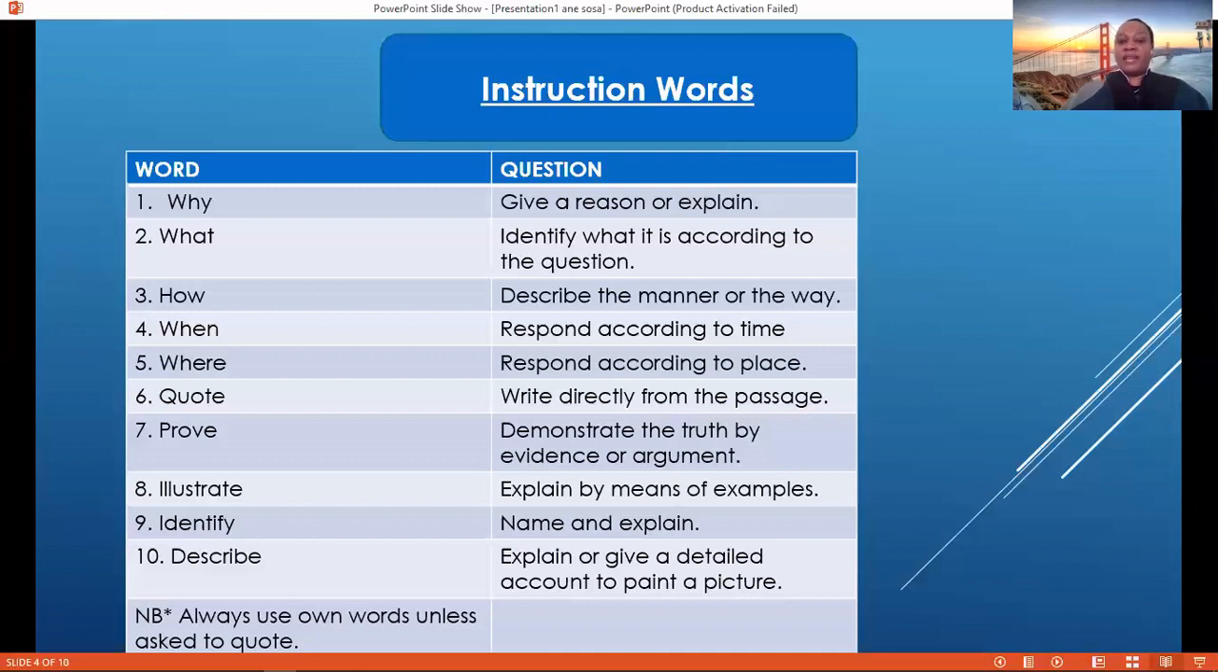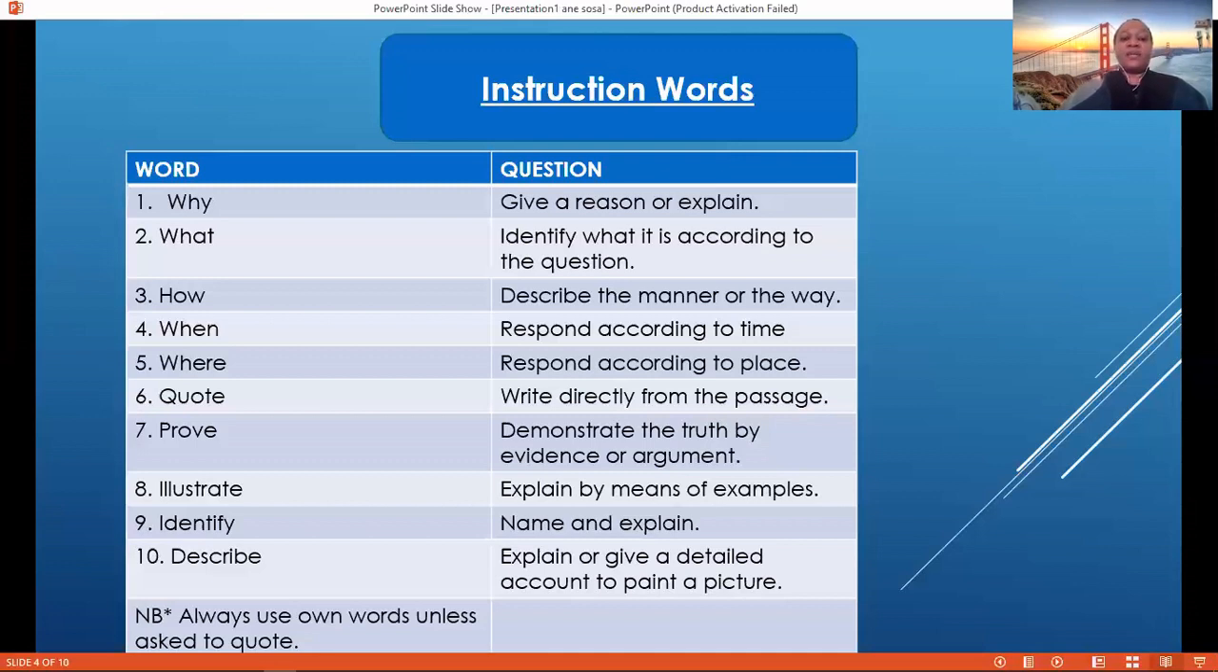Number four, when? Respond according to time. Number five, where? Respond according to place. Where did John go? Then you must tell us he went to the tuck shop, maybe. Number six, quote. When you are asked to quote, you write directly from the passage. Use the same exact words that are in the passage, not your own.